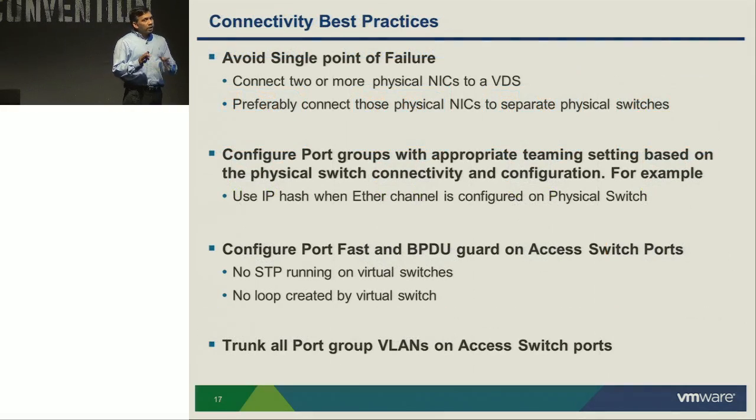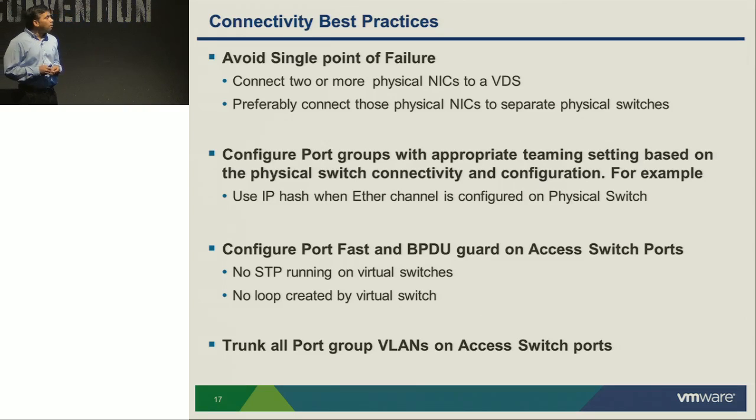So looking at those connectivity options, the important thing to really highlight here is to avoid any single point of failure. Don't connect all your uplinks to one physical switch. Then when you configure your port groups, depending on what you have configured on the physical switch side, make sure the hashing algorithms are configured properly on the port group.